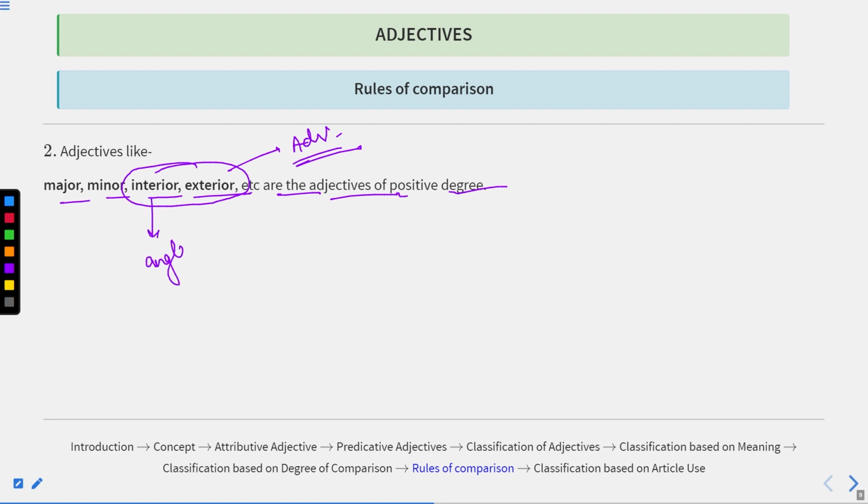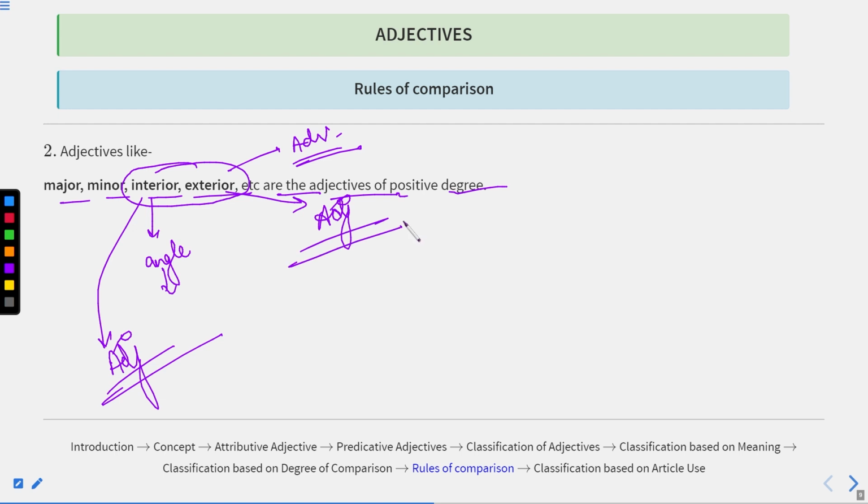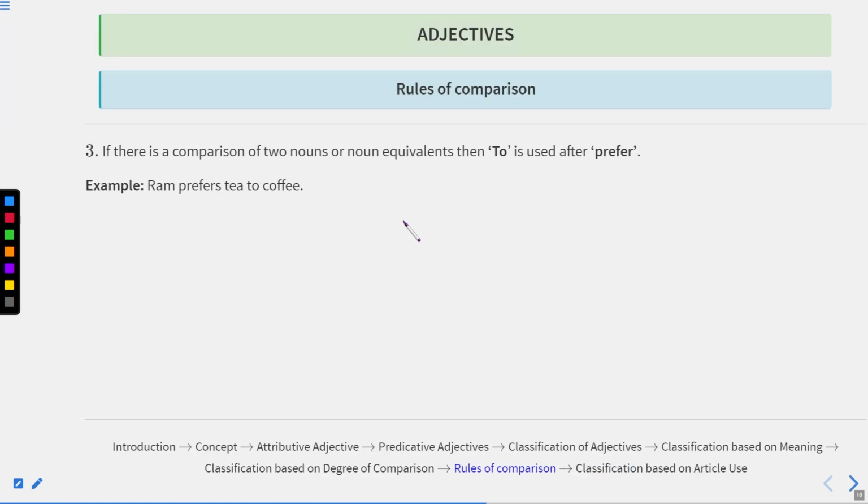If I say interior angle, this interior is an adjective. If I say exterior angle of a polygon, interior angles of a triangle, for example, the sum of the interior angles of a triangle is 180 degrees. So these words can also be known as adjectives. However, they play as adverbs as well. Now let us move to the next one.